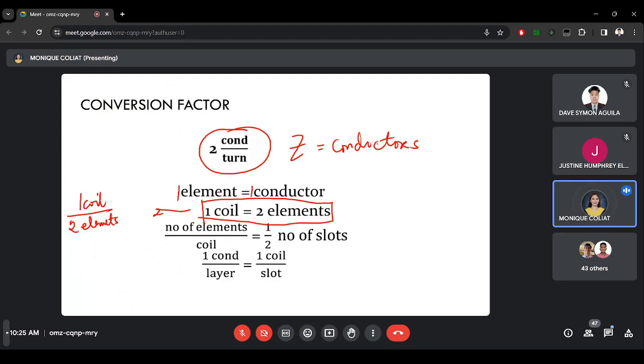Please include this in your index card. Ito yung mga conversion factor na kakailanganin nyo to get conductors. So we have two conductors per turn. We have one element, one conductor. One coil is equals to two elements. We have number of coil or number of elements per coil is equals to one half number of slots. Then one conductor per layer is equals to one coil per slot. So let's try to have an example regarding to this conversion.